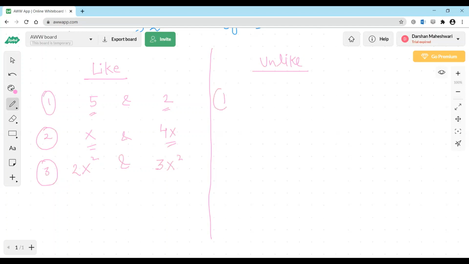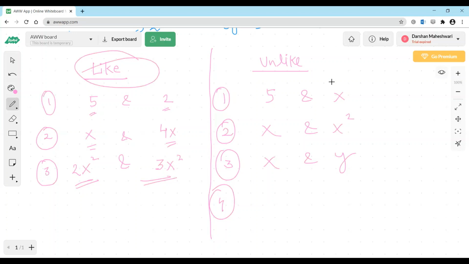So what will be unlike? For example, if you have 5 and x, this is unlike. If you have x and x square, this is unlike. If you have x and, let's say, y, this is unlike. So anything which looks similar is basically a like term, and unlike terms are different based on either constant or variable, or maybe the degree is different, or maybe the variable is different. Just like these examples, these are all unlike terms.